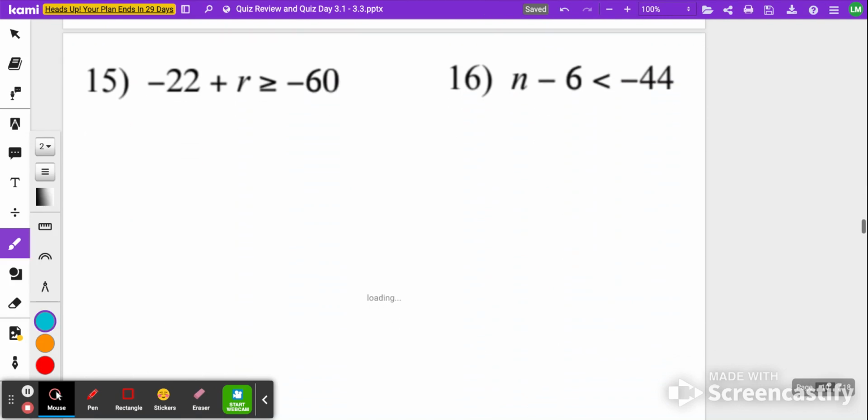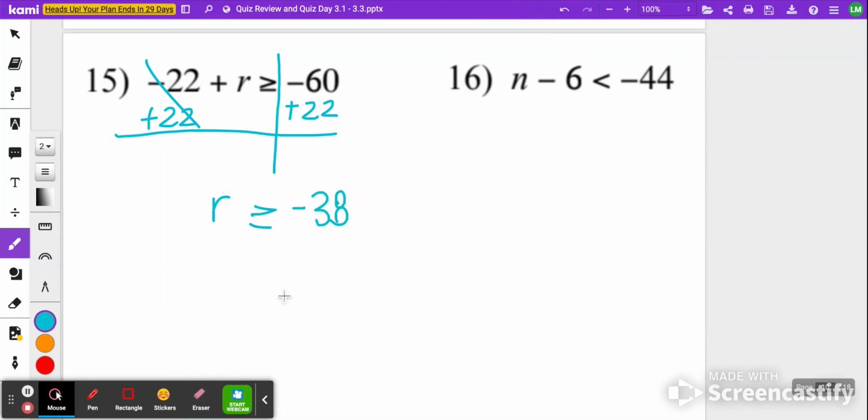Number 15, again, finding out where I need to move my numbers or my variables. Looks like I need to add 22 to both sides. So all I'm doing is adding 22 to -60. I'm going to get -38. So r is greater than or equal to -38. That means on my graph, I have -38, maybe a -37 on the right side and a -39 on the left side. That should be a closed circle pointing right.